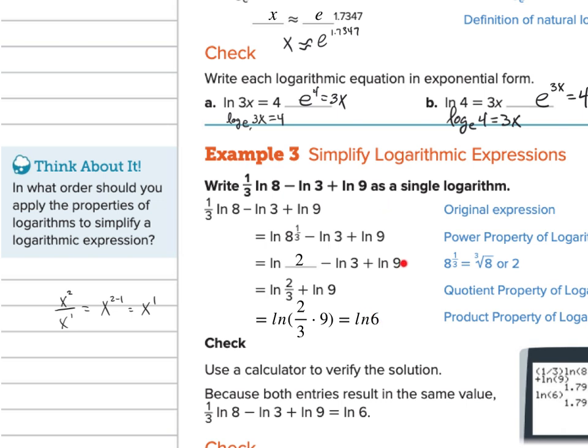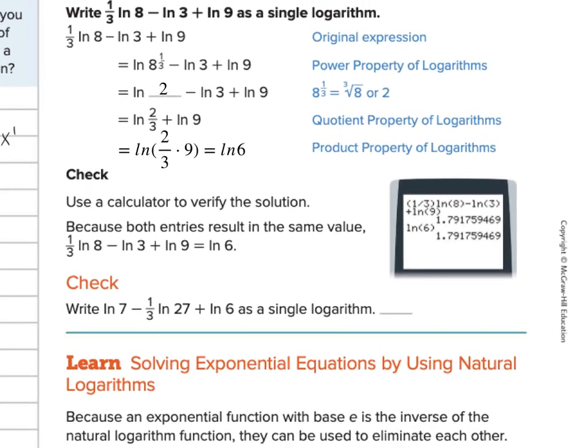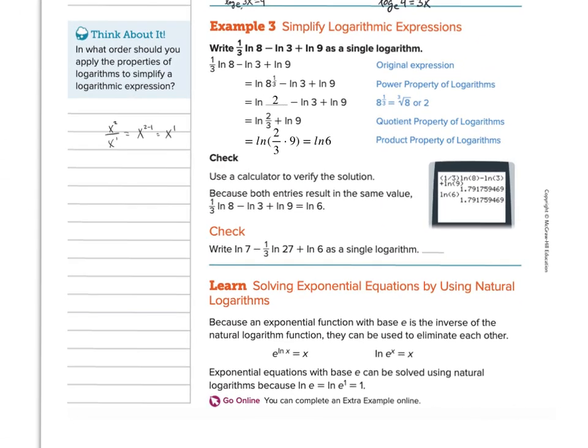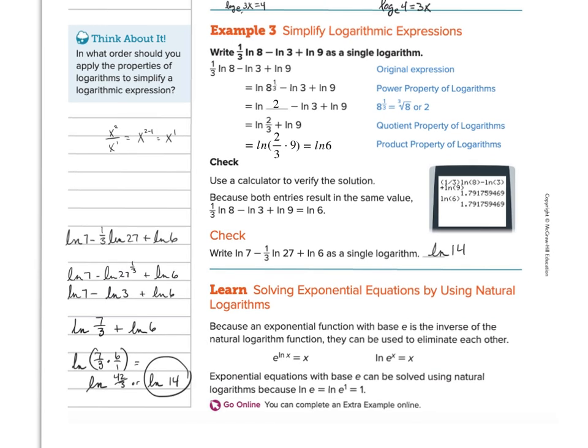So there you go. Being able to do this kind of reordering and understanding the properties makes things a lot easier for us. So yes, the calculator will come up with that and verify your solution. If you were to put that into the calculator properly, 1/3 times the natural log of 8 minus the natural log of 3 plus the natural log of 9 is going to give me the same value as just saying the natural log of 6. So they're showing that we did the proper manipulation. So I would take a second, use your exponent rules, and see if you can do this, and then check your answers. Okay, so again, just manipulating it one step at a time.